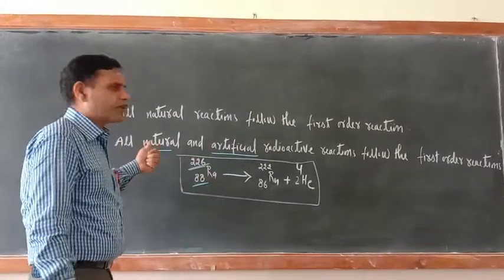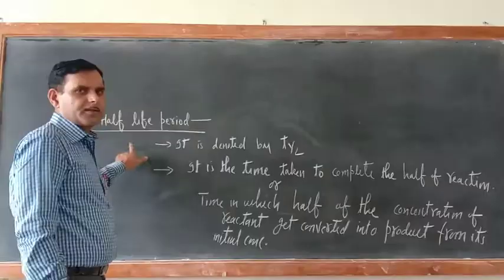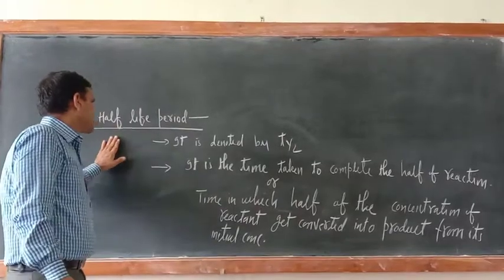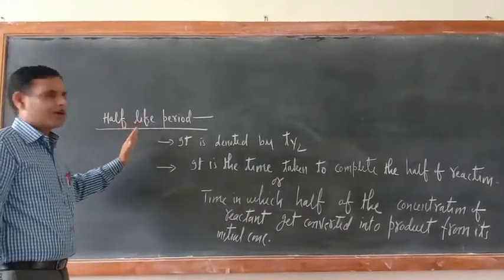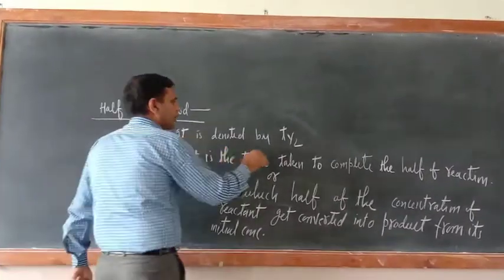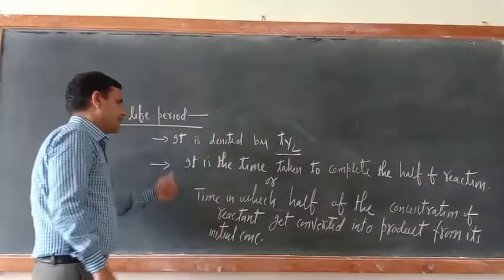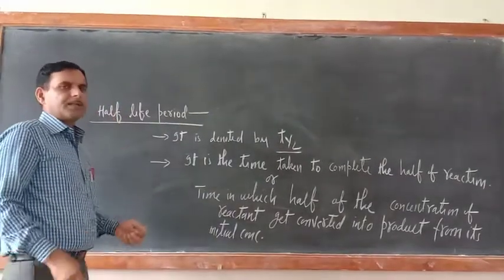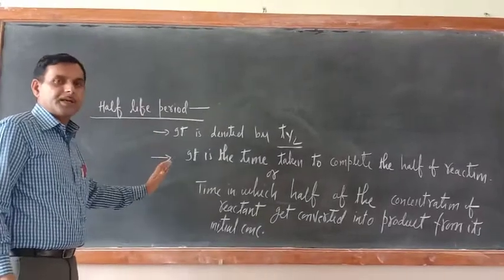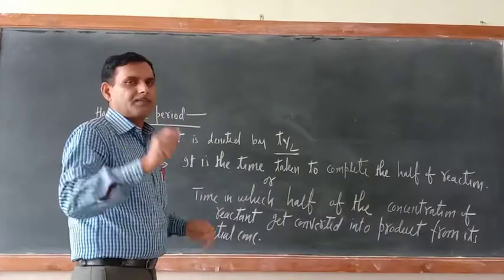Now I am going to teach you half-life period. As I told you, now I will teach you the half-life period. What is the half-life period? Number one, it is denoted by T half. T means time, half. So what is the definition of half-life period? Half-life period is the time taken to complete half of the reaction.